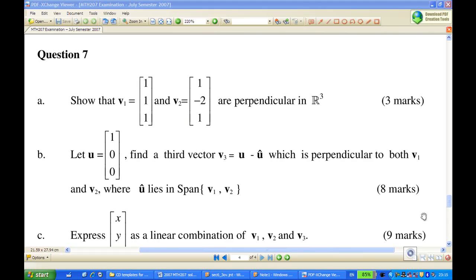Hi, for this recording, I'm going to show you how to do 7a and 7b. 7a is to show that the vectors (1, 1, 1) and (1, -2, 1) are perpendicular in three-dimensional space. Let's look at how I do this part.